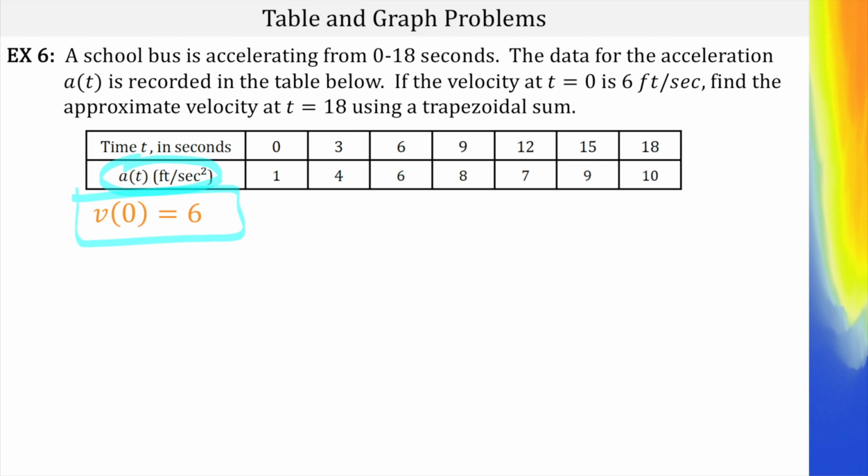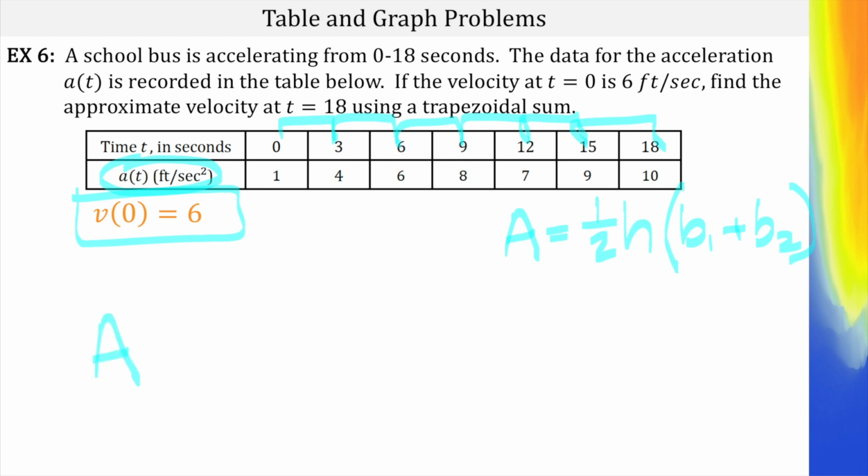Just a reminder, the area of a trapezoid is 1/2 times the height times the two bases added together. So let's check the height of all of these: 0 to 3, 3 to 6, 6 to 9, 9 to 12, 12 to 15, 15 to 18. So that's awesome, the height of each of our trapezoids is the same. So 1/2 times the height, that's 3.